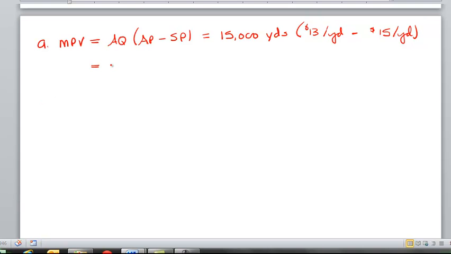So when we multiply it out, we're going to get 15,000 yards times negative $2 per yard. And we're going to get negative $30,000. And that's going to be favorable.